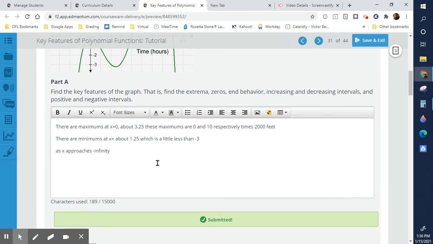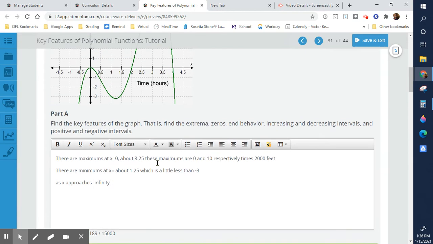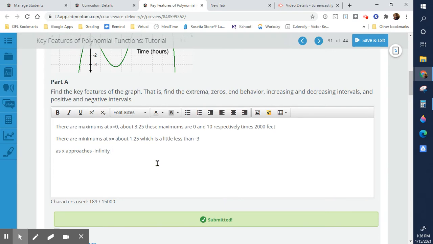So as x approaches negative infinity, f of x, or you can say y, don't forget your comma, y approaches negative infinity. I didn't want to spell out negative infinity, so I'll just put negative infinity. Also, as x approaches infinity, so as x goes to the right, y approaches negative infinity.